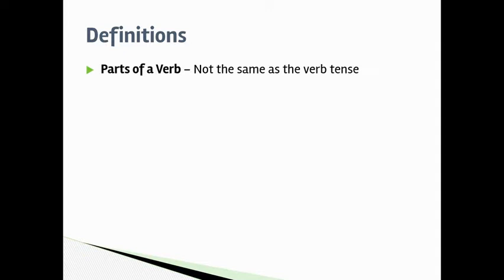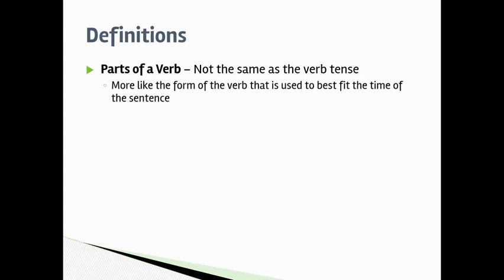Parts of a verb. This is not going to be considered the same as the verb tense. That can be confusing given that some of the terms are going to be the same for verb tense and verb parts. Not a great plan by whoever decided to label these things in the English language. Think of it more like the form of a verb that's used to best fit the time of the sentence. So the form, the part of a verb, is what we use to actually create verb tense along with helping verbs. So the parts of a verb can be the present.